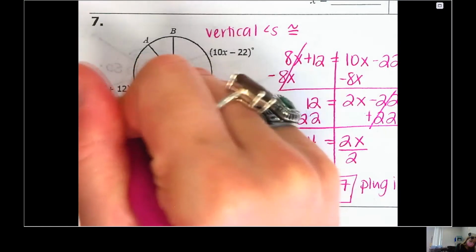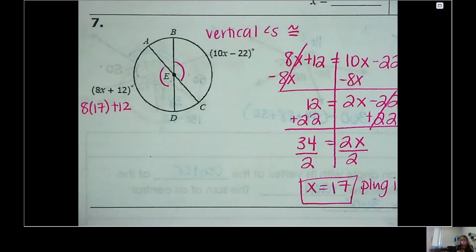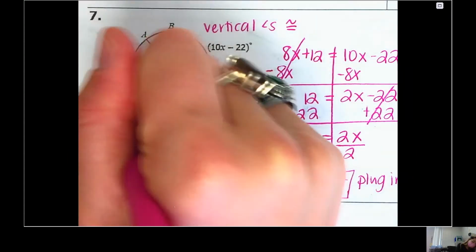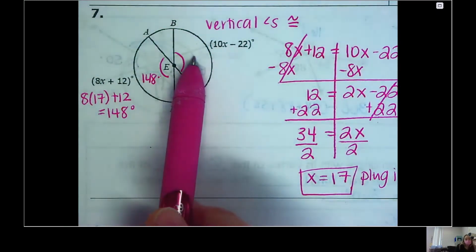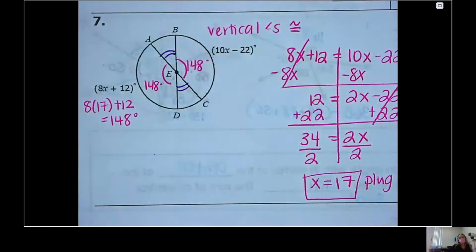I don't care which one. So this is 8 times 17 plus 12. All right, I'm going to do that one. You can do the right one if you want. Does not matter. What did you get when you plugged it in? 148 degrees. So that means this angle here is 148 degrees. What does that mean this angle over here is? 148 degrees. And I bet you can figure out the other two angles that are left over, which are also vertical angles. What should I do there?